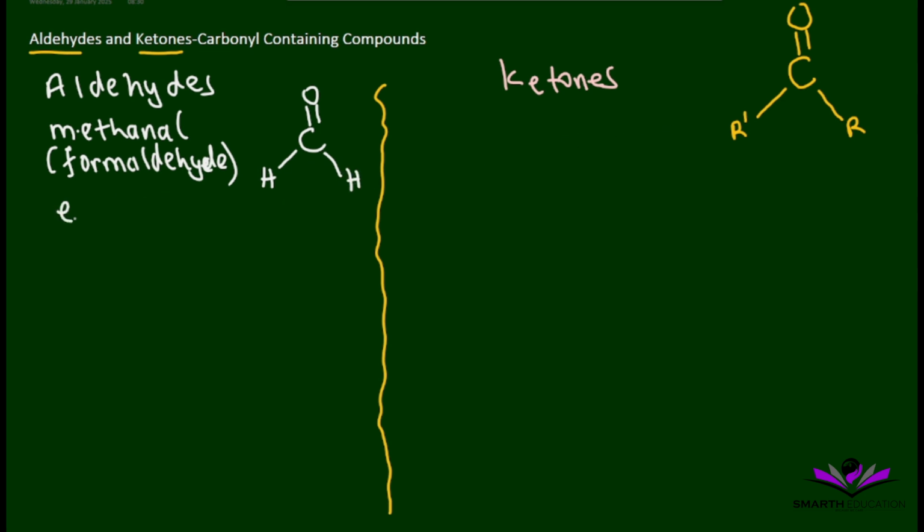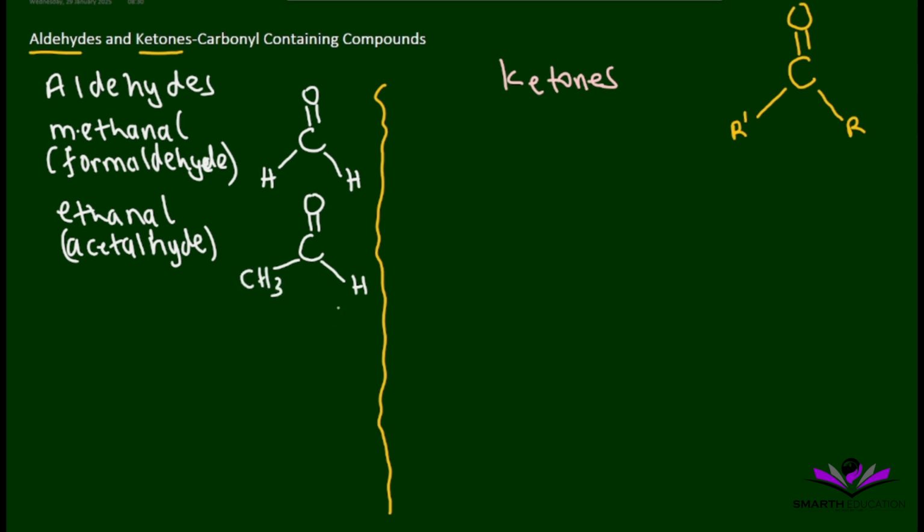Let me give another example. Let's use ethanal with a common name of acetaldehyde. Ethanal, we have two carbons. So the first carbon is the one with the carbonyl group, and then we have this carbon bonded to the hydrogen and also to an alkyl group, which is the carbon chain. You see that?